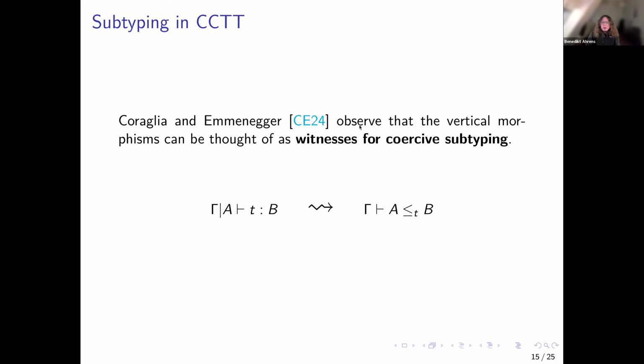So Coraglia and Emmenegger observed that these vertical morphisms, so morphisms between types in a given fiber over, say, gamma, can be thought of as witnesses for coercive subtyping. So we could think of this judgment, where T is a morphism of types from A to B in fiber gamma, as saying that T is a witness that A is a subtype of B, by way of T, in context gamma.